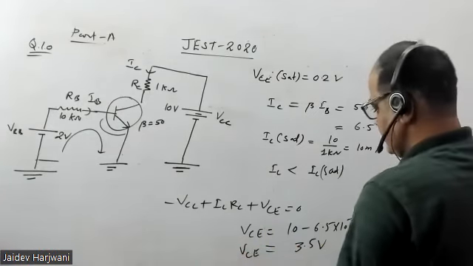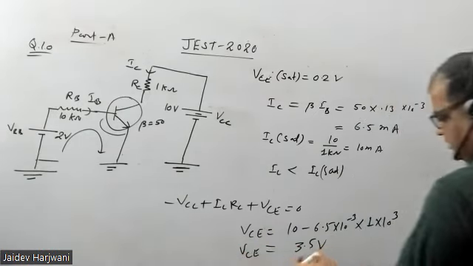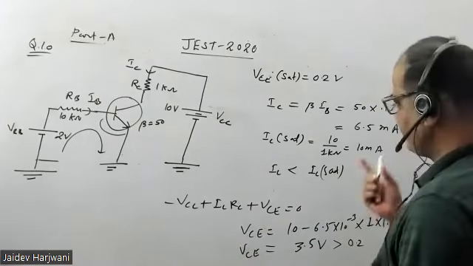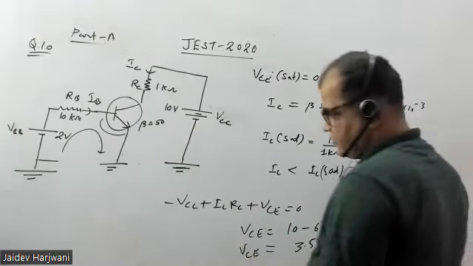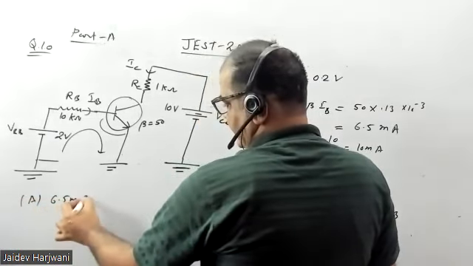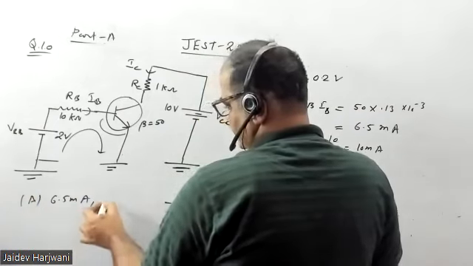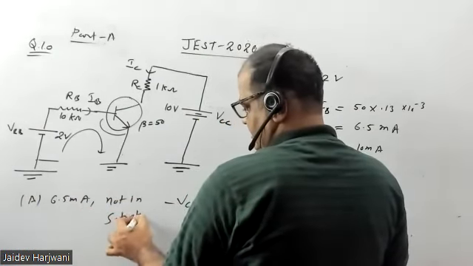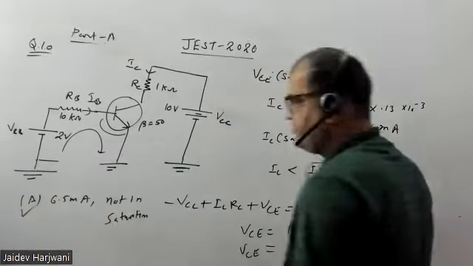Now we have the VC value, this is positive and well above 0.2 volt. So obviously we can say that the IC value is 6.5 milliampere and the circuit is not in saturation. So option A, 6.5 milliampere and circuit is not in saturation, is the correct option for this question.